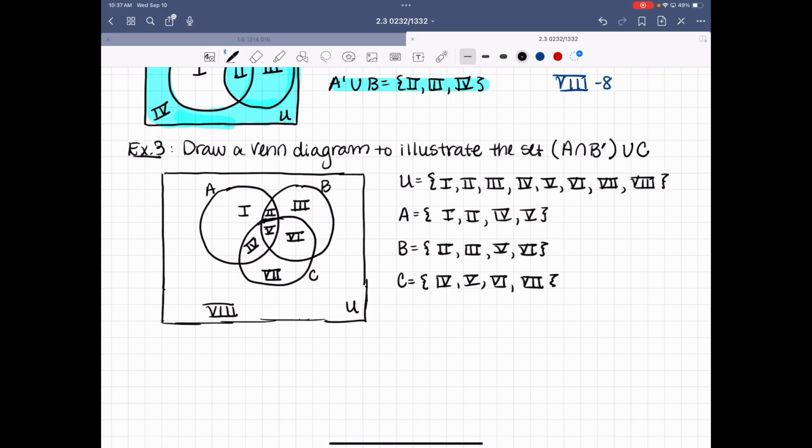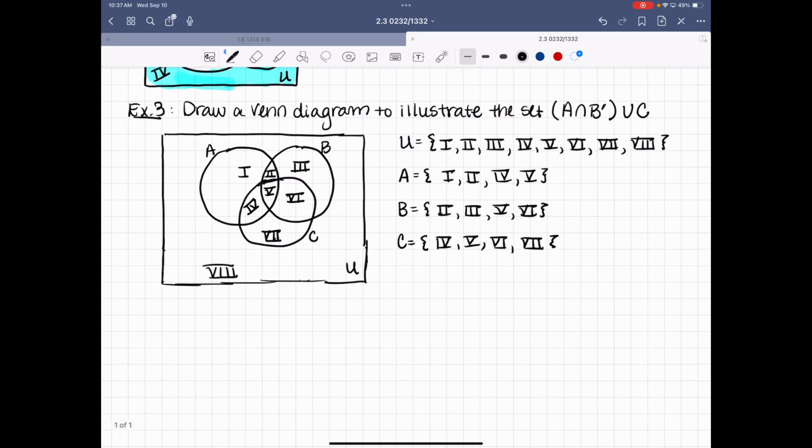Okay, so we want A intersection B complement first. That's who we have to find first, right? Because this is what we're looking for right here. That's what it wants me to find. I'm going to start with the parentheses. Remember how we always start with the parentheses? A intersection B complement.